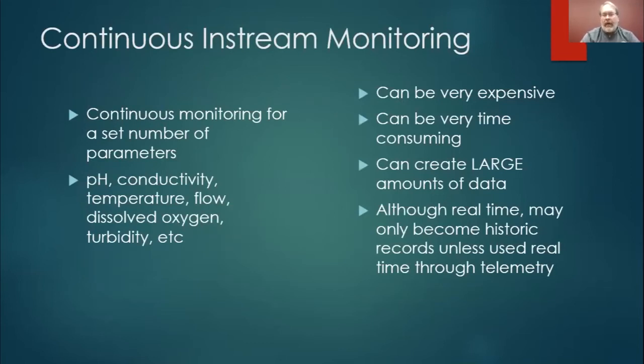Some of the downfalls of continuous in-stream monitoring: it can be crazy expensive. The pieces of equipment are usually around $3,000 to $8,000, depending on the parameters that you're looking at. It can be time consuming. They do take maintenance. And I think the most important part is that they can create a ton of data. If you think about how many results you're going to get if you deploy a sonde in a stream for a 30-day period at 15-minute intervals, you're talking over 4,000 entries. So you need to be prepared to figure out how you're going to manage those if this is the route you'd like to take.